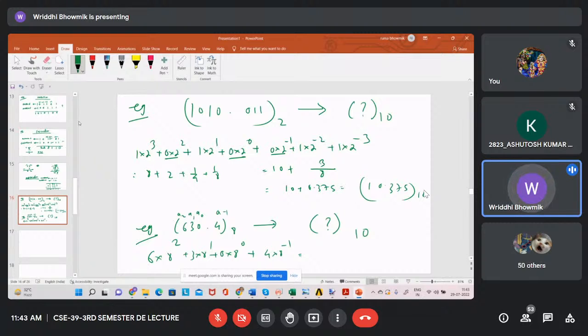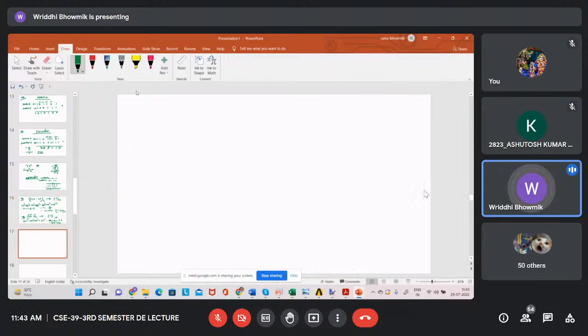This is 64 into 6. This is 384 plus 24 plus this is half, 0.5. So you have 804.5. This is the base 10. Okay. Now another example.